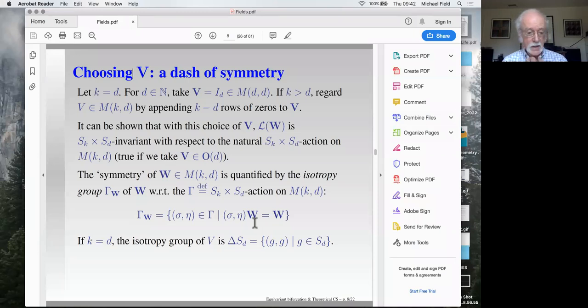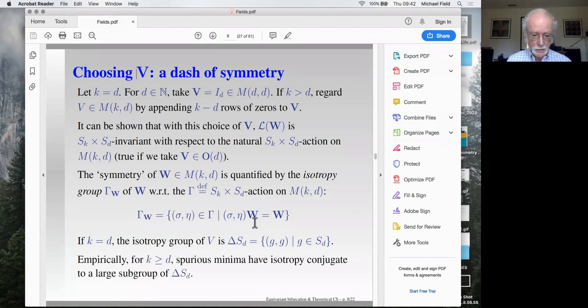Now here's the first thing. The isotropy group of V is the diagonal copy of S_d acting on the d by d matrices. So this is just pairs (g, g): the first g permutes rows, the second g permutes columns. Which is nice. What we find, interestingly, empirically, if you run gradient descent for k equals d or k bigger than or equal to d, is that spurious minima have isotropy conjugate to a large subgroup of this diagonal group. That's interesting. I don't know of any examples where you don't get that.